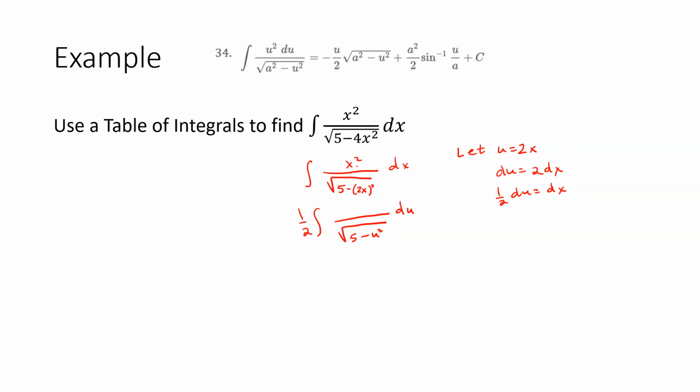But now we actually have to do something with the x squared in the numerator. In this case, because we know that u is equal to 2x, x will equal u over 2. So that will actually be u over 2 squared, which will be u squared over 4. So I'm going to have a factor of 1/4 that we can take out.